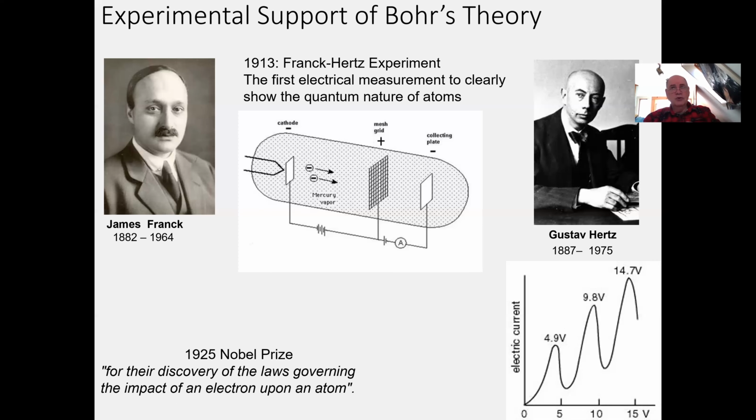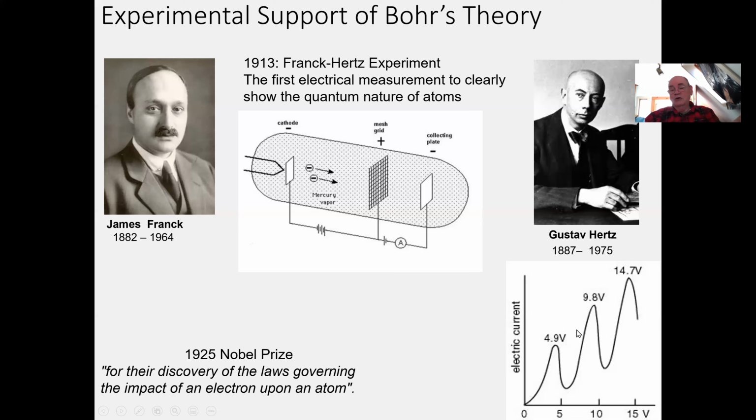At a voltage of 4.9, the electrons would have an energy of 4.9 electron volts when they get to this plate. The energy is sucked out of them, and the current in the collector plate collapses. Sure, some electrons are getting through, they're not touching the mercury at all, okay? That's why it doesn't fall all the way down to 0. But after the 4.9, the current begins to recover.